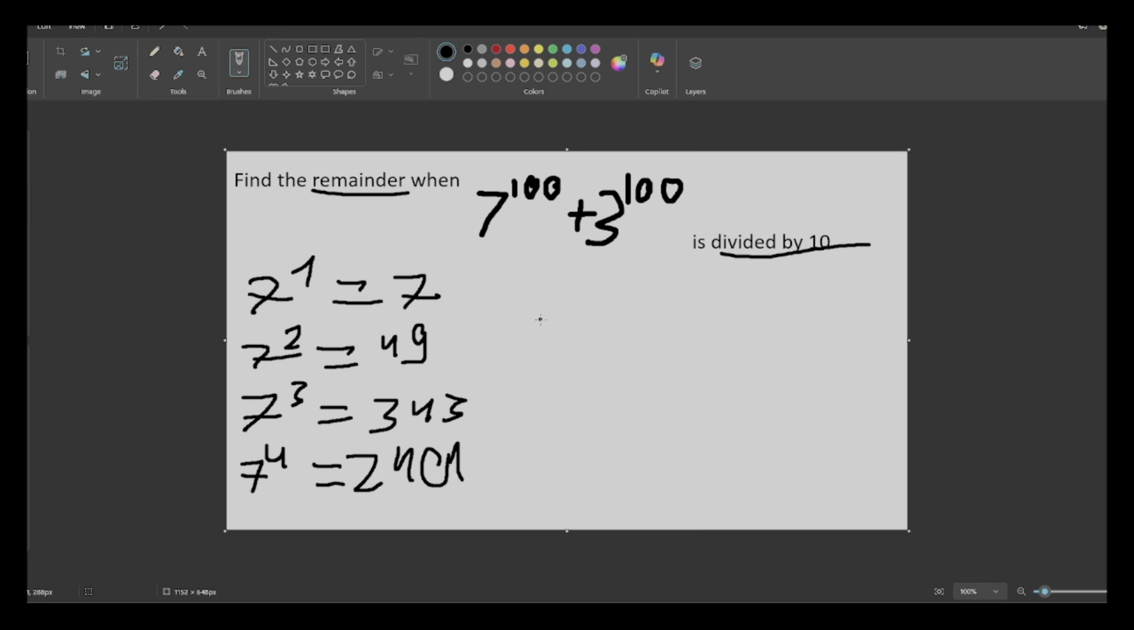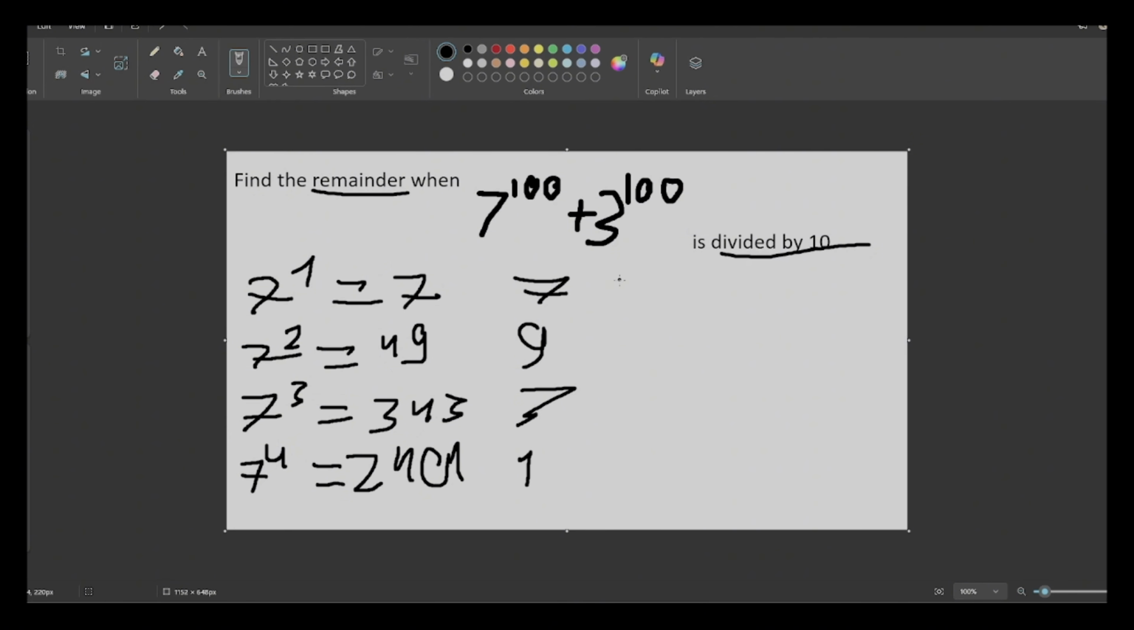And now we need to look at how these relate to 10, right? Looking at 7, what's 7 mod 10? It's just 7. 49 mod 10 is going to be 9. 343 mod 10 is going to be 3. 2401 mod 10 is just going to be 1.